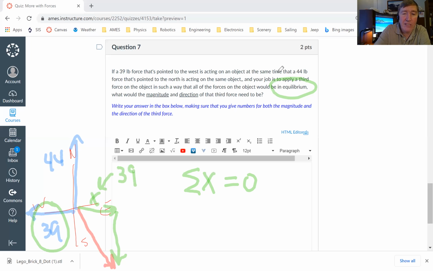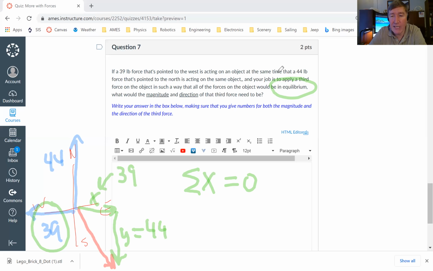Okay, now some of you said negative 39. And so the negative just tells you the direction. Okay, so 39 to the left could be balanced by a force to the right that's 39. Now, but what about y? What would y have to be in order to balance out that northbound force? Okay, so y would have to be 44.